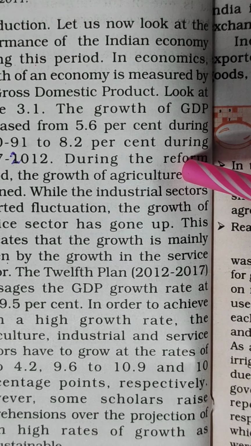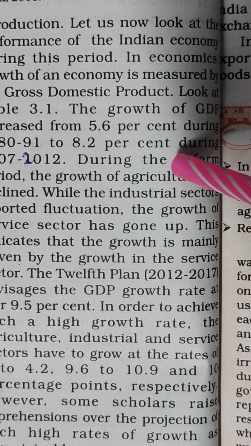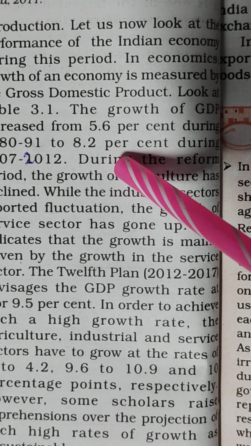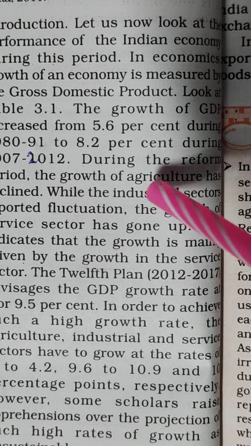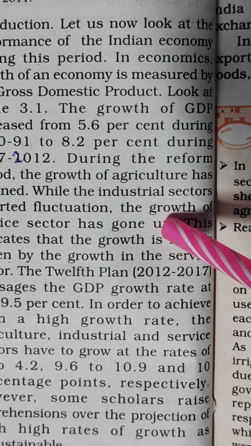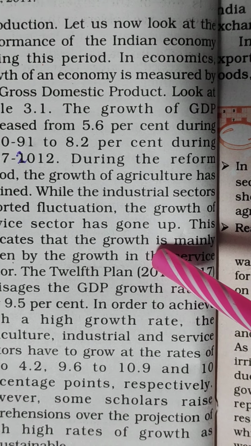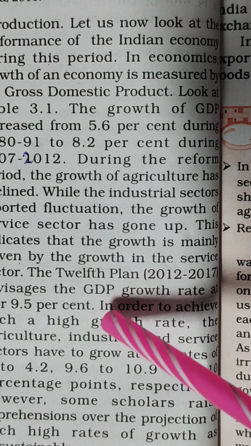The growth of GDP increased from 5.6% during 1980-91 to 8.2% during 2007-2012. During the reform period, the growth of agriculture has declined, while the industrial sectors reported fluctuation. The growth of service sector has gone up. This indicates that the growth is mainly driven by the growth in the service sector.